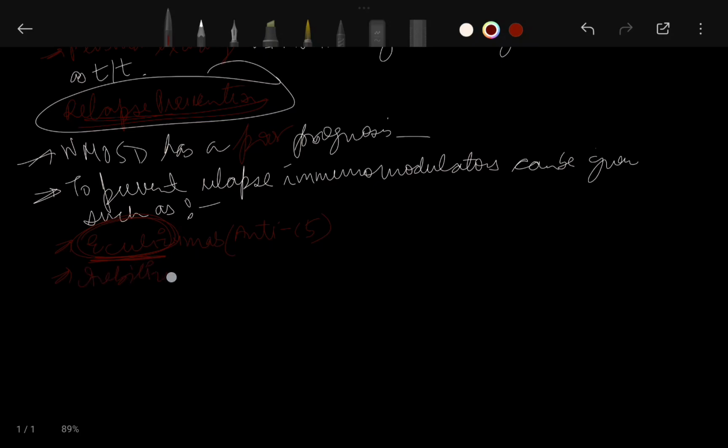Inebilizumab is anti-CD19. Anti-C5 is eculizumab, anti-CD19 is inebilizumab, and satralizumab is anti-IL-6.